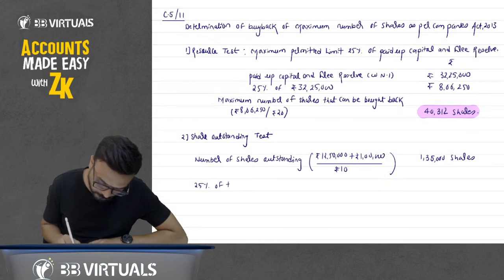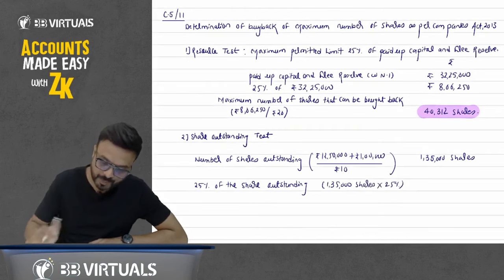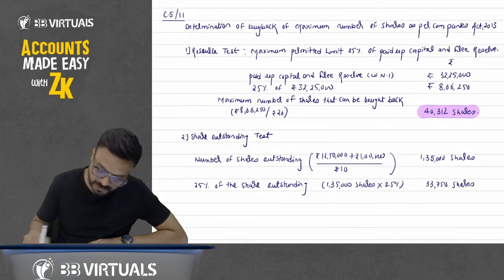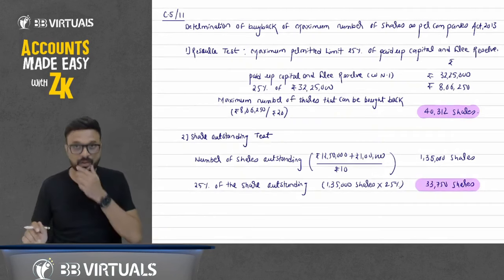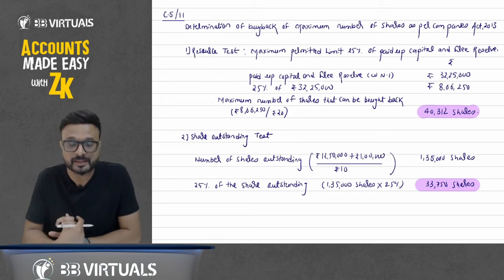So 25% of the shares outstanding. So 1,35,000 shares multiplied by 25%, so that comes to 33,750 shares. So as per this condition, the share outstanding test, the maximum number of shares that we can buy back is 33,750.